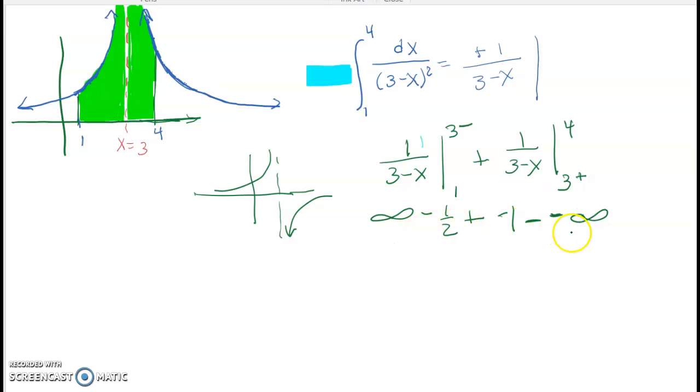Oh, look, I don't actually have an indeterminate form. I have basically infinity minus 3/2. That's actually not indeterminate at all. That just means the integral diverges.